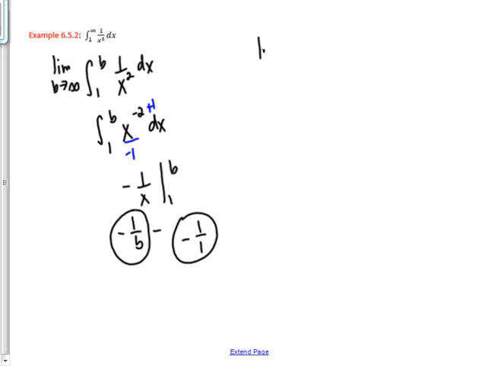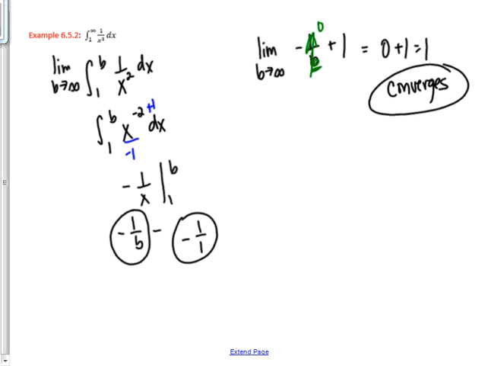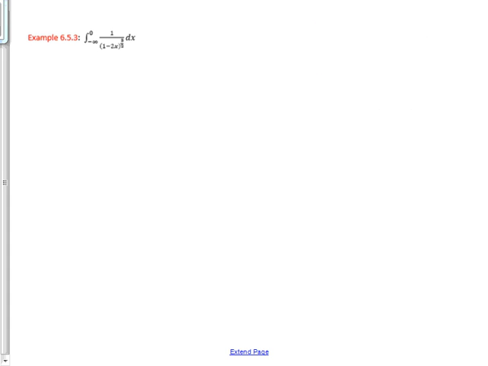So this turns into the limit as b approaches infinity of what's left: negative 1 over b plus 1. Looking at the limits at infinity rules, my higher power b, when it's on the bottom, that piece zeroes out. So then I'm just left with 0 plus 1, or 1. If you get a number answer, then this thing converges. Alright, so moving on.